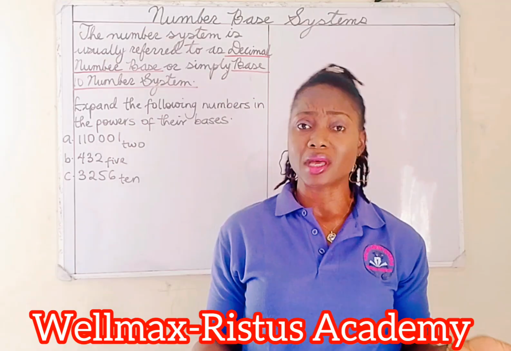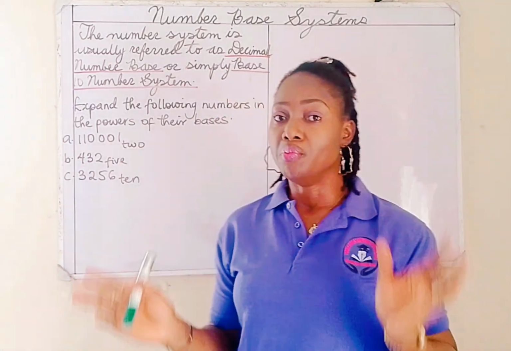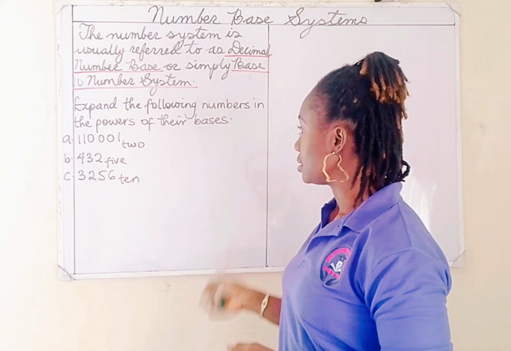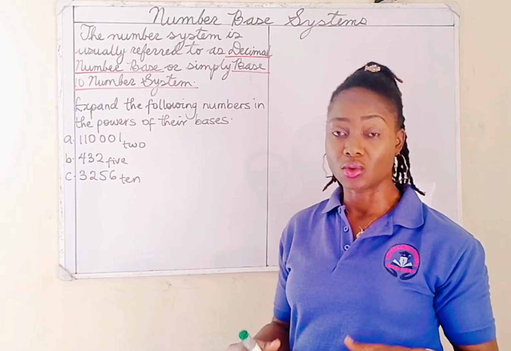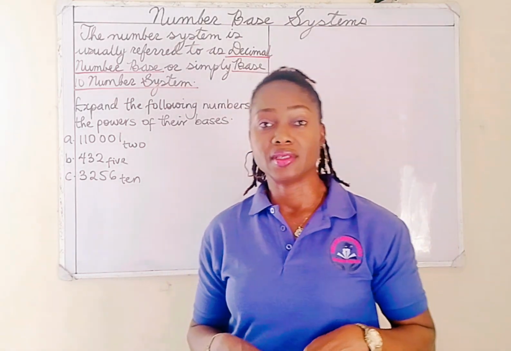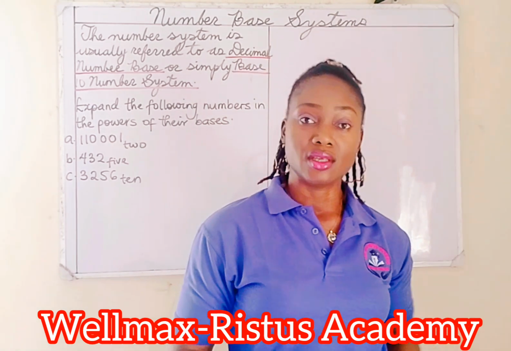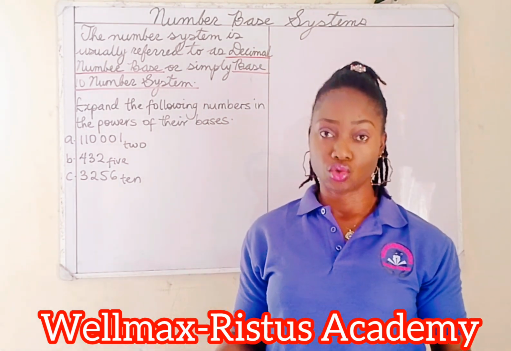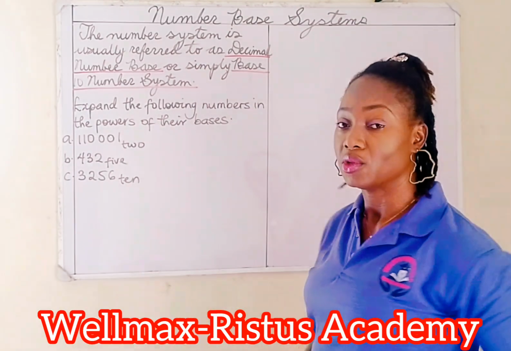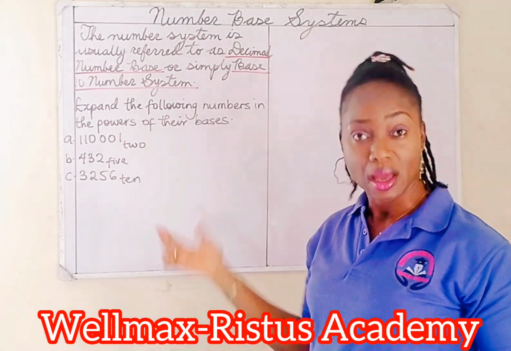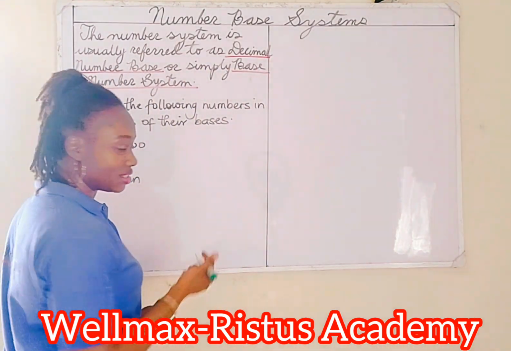Today we're going to be learning about number-based systems. A number-based system can be referred to as what? Decimal number system or base 10 number system. We're going to have lots of examples today to explain more about number-based systems, how you can convert your base 2 numbers to base 10 and your base 10 numbers into base 2. But right now we're going to be learning how to expand the following numbers according to the powers of their bases. Now let's get right into it.